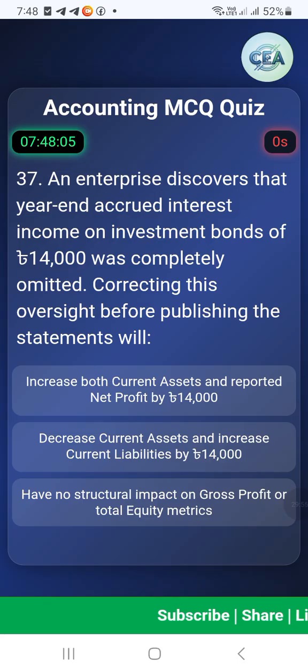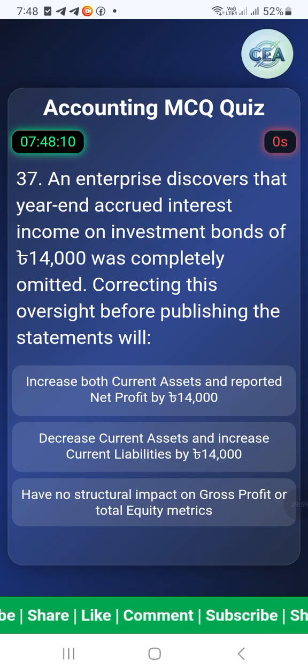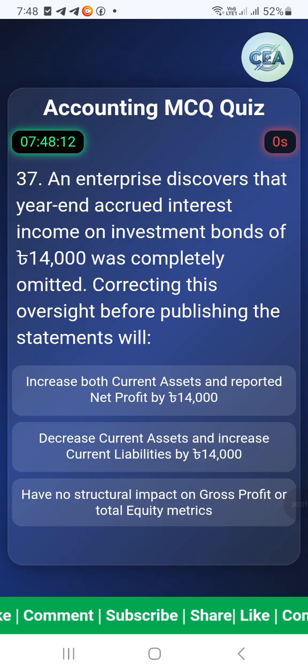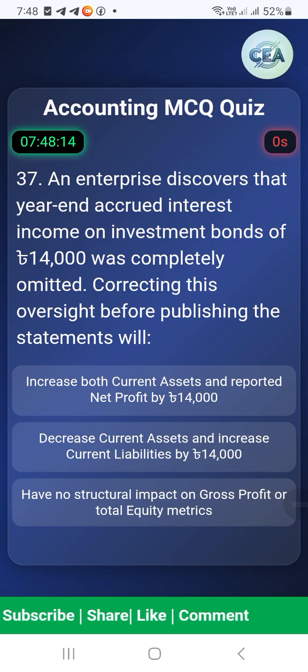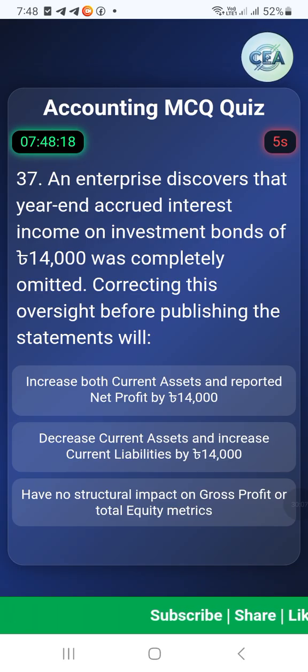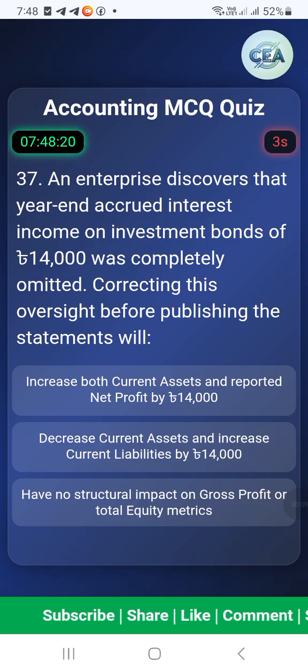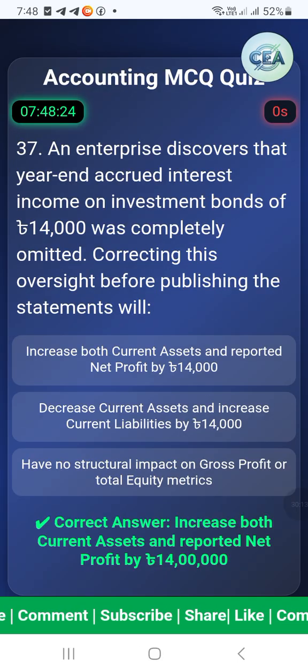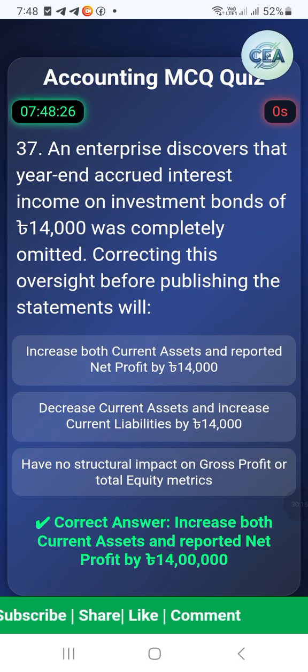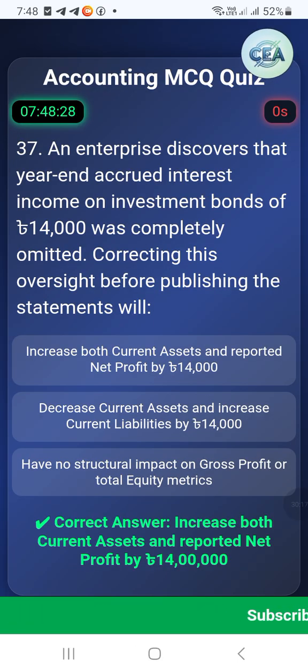Option 2. Decrease current assets and increase current liabilities by 14,000 takas. Option 3. Have no structural impact on gross profit or total equity metrics. Correct answer is increase both current assets and reported net profit by 14,000 takas.